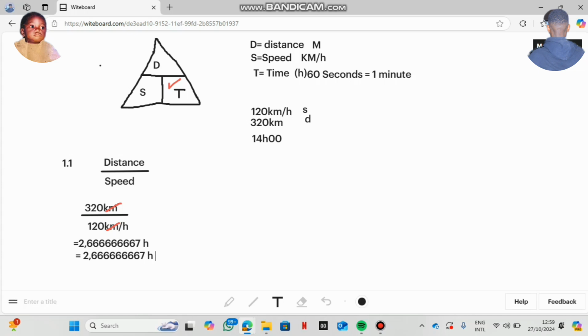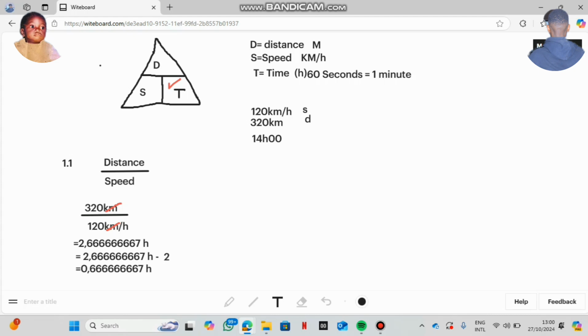Let me explain it to you like this. So you say minus the whole number. Here you minus the whole number, and a whole number is any number without a comma. What is our whole number in 2,667? Our whole number is 2. So now you minus 2, and then you will be left with 0,666666667. These are 0,66667 hours.